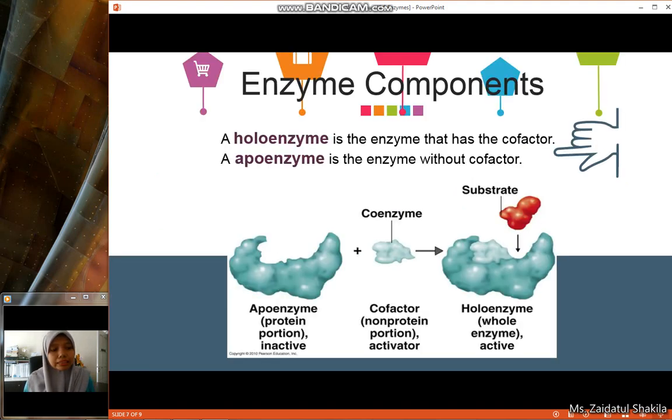Alright, these are the terms that are used in enzyme components, which is holoenzyme. It means that it is the enzyme that has cofactor. And apoenzyme is enzyme without cofactor. Just look at the diagram. Apoenzyme is enzyme without cofactor, either coenzyme, prosthetic group, or metal ion. The protein portion means the enzyme, okay, apoenzyme, is an inactive enzyme, and with the presence of cofactor, the enzyme becomes active, and we call it holoenzyme.